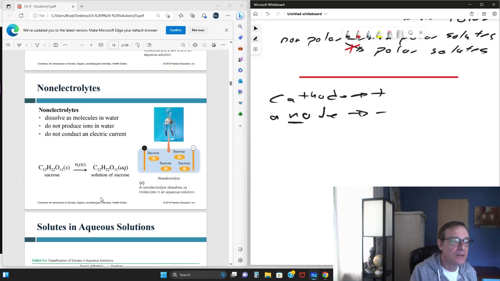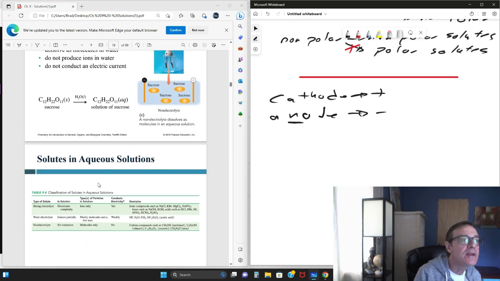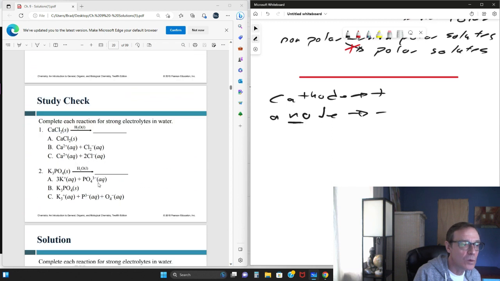And non-electrolytes, these are nonpolar molecules that do not dissociate in water, such as the sugar sucrose. You just have particles of sucrose that stay neutral, and you get no conduction through a solution of sucrose in water. Okay, so there's a little chart where it condenses all of that information in one spot.